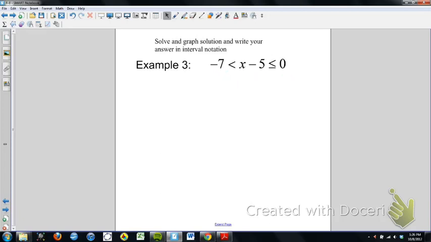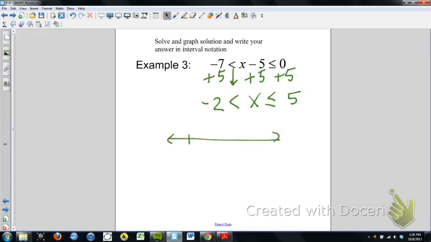So in order to get x by itself, to isolate x, I want to add 5. And I actually want to add it to all 3 parts of the compound inequality. So let's see. Negative 7 plus 5 is negative 2. Since I'm adding a positive number, I don't have to worry about flipping the inequality, so I'll just leave that as a less than symbol. Now x minus 5 plus 5 is just x, and I'll leave this less than or equal to symbol, and 0 plus 5 is 5. Okay, so if x minus 5 is between negative 7 and 0, then x must be between negative 2 and 5.